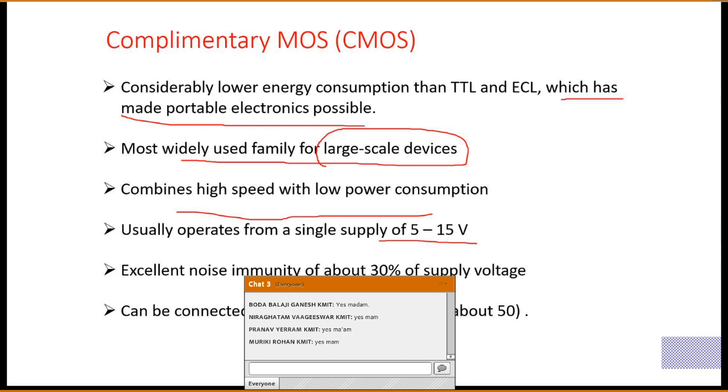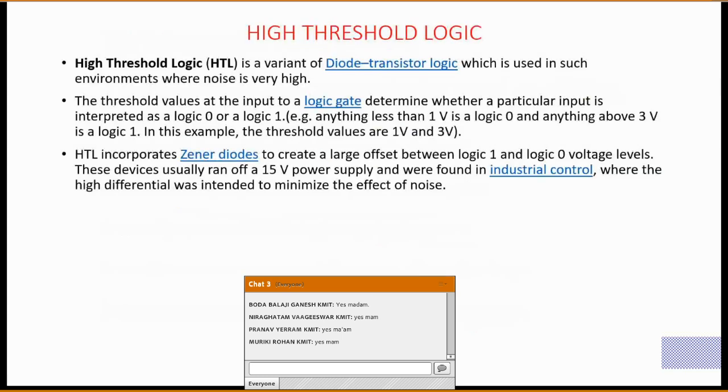and has excellent noise immunity of about 30% of supply voltage and can be connected to a large number of gates, above 50. Means the output of CMOS can be given to another 50 gates, to drive another 50 gates.